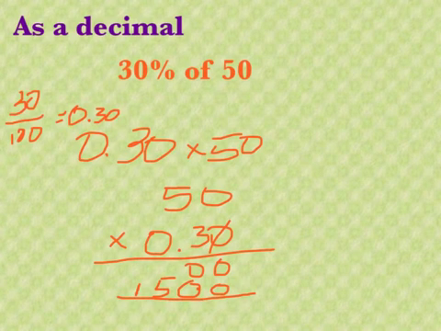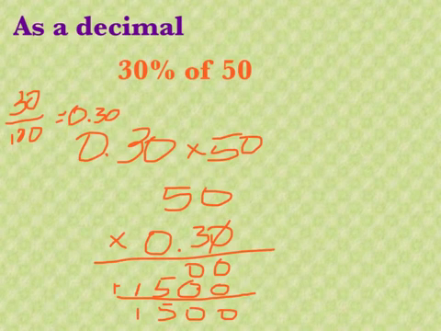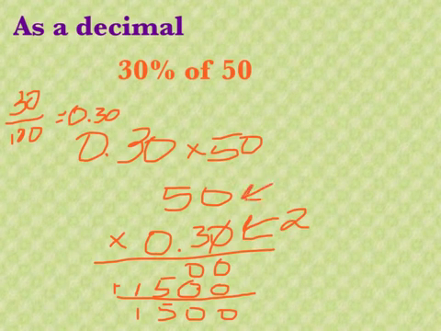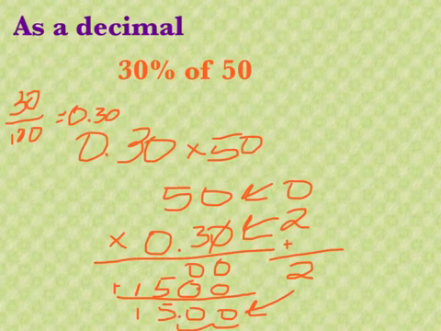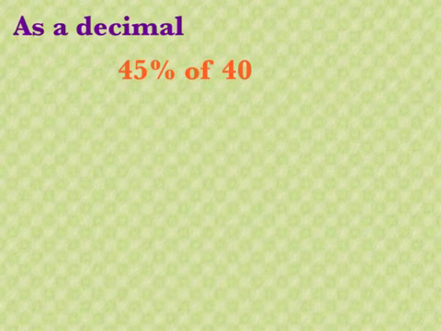So now I'm going to add these up. 0, 0, 5, 1. And if there's 2 decimals here, 0 in this number, that means we're going to have 2 decimals in our answer. We move it over. Final answer is 15.